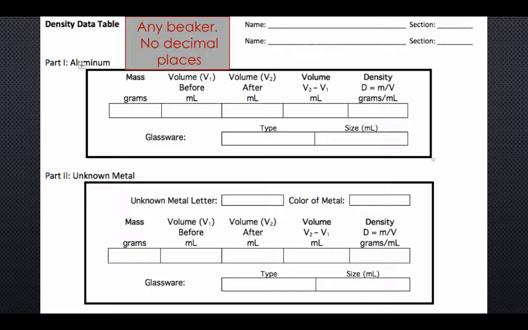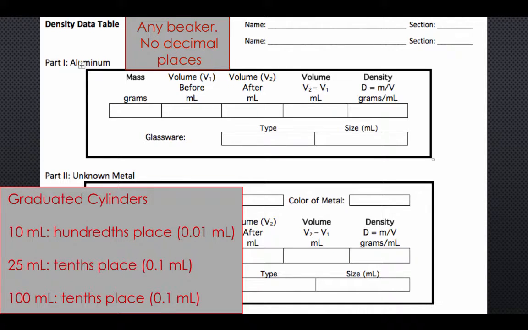cannot be read to any decimal places. You should not have any decimal places when using a beaker to measure volume. If you happen to use a graduated cylinder, a 10 milliliter graduated cylinder can be read to the hundredths place, while 25 and 100 milliliter graduated cylinders can only be read to the tenths place.